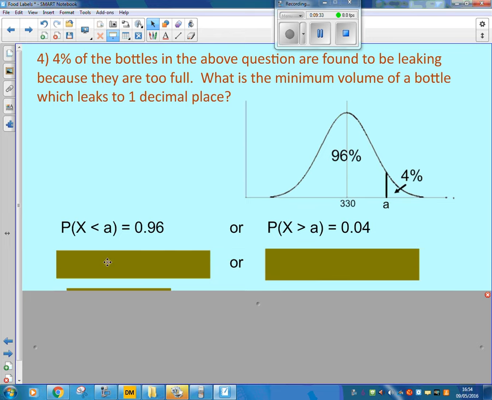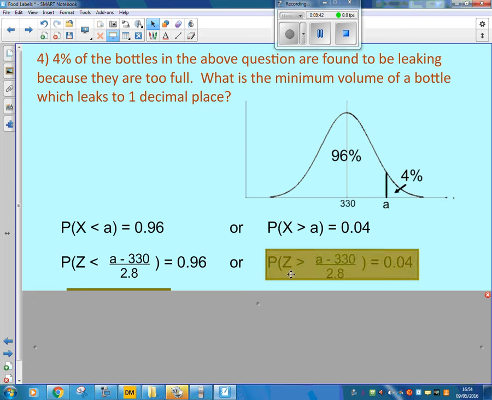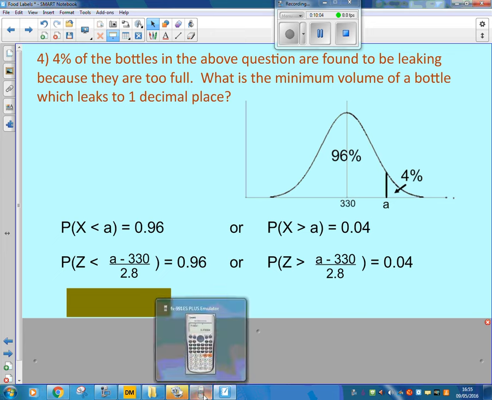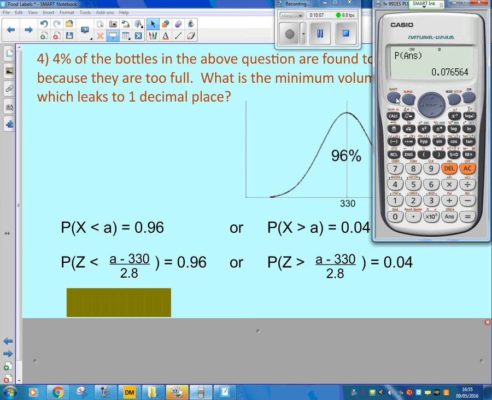So now I standardize. It's value A minus the mean over the standard deviation. And here, value minus the mean over the standard deviation. See, you're getting exactly the same thing. The difference is here it's less than for my 0.96. Here it's more than for my 0.04. Right, now what I need to do is find what value is going to give me that 0.96 or 0.04.